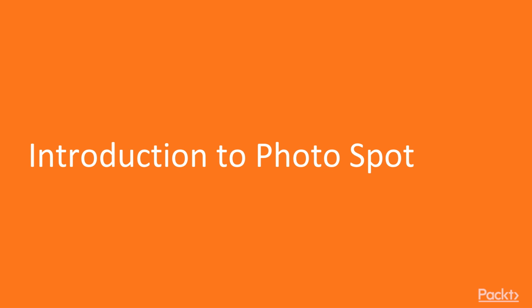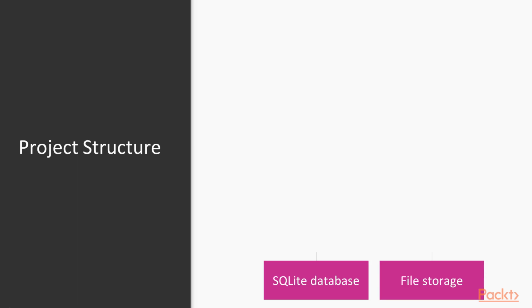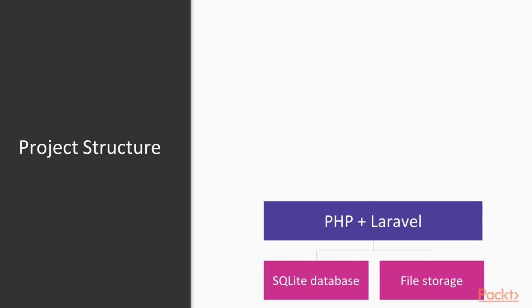So let's first have a look at PhotoSpot. Let's have a quick glance at what the layer cake structure looks like for this app. Down at the bottom, you're going to have a SQLite database that's going to store references to the photos along with their names, comments about the photos, and then chats. The actual photos themselves are going to be managed by just basic file storage. That's all going to be managed by a PHP Laravel-based application.